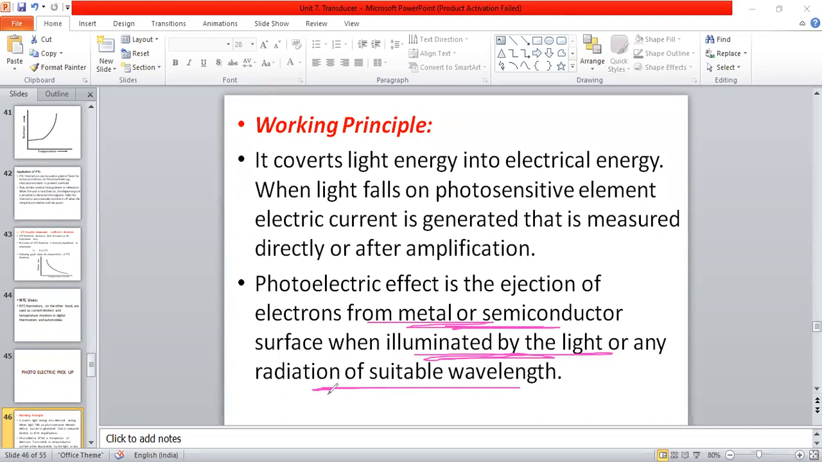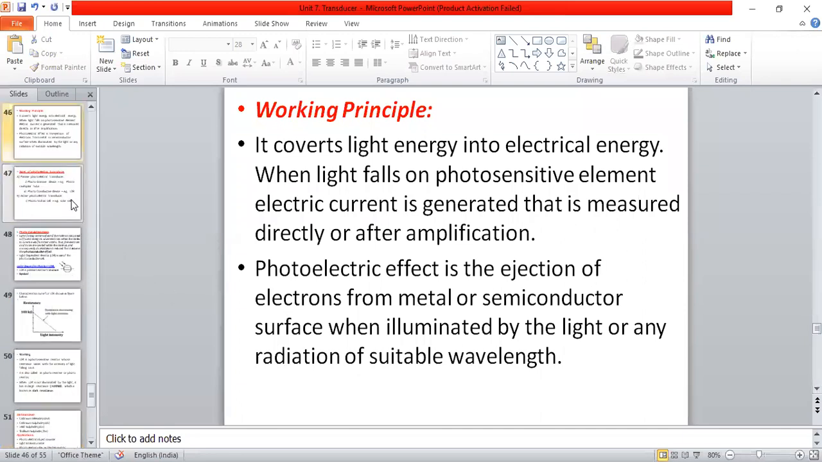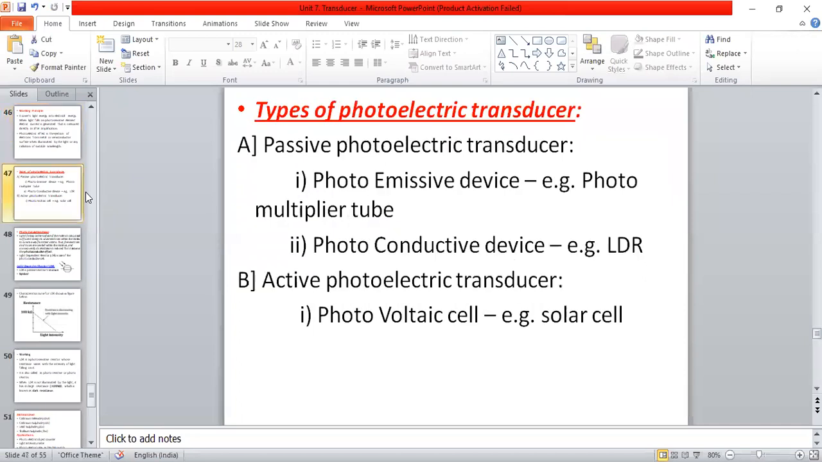Based on this principle of operation, the photoelectric pickups are classified into two types. How do we call the two types? We already know that one: active transducer and passive transducer. Do you know? Active transducer and passive transducer. Based on that, active and passive transducers.